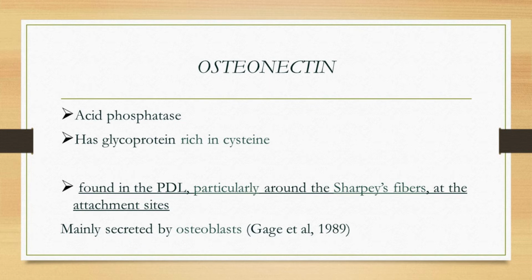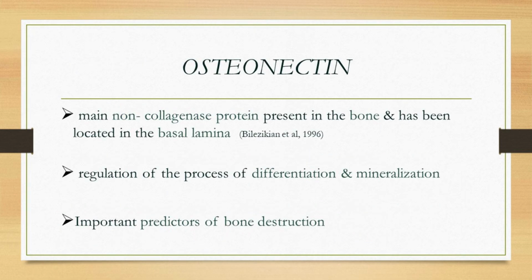The next non-collagenous protein in the cementum is osteonectin, which is an acidic glycoprotein rich in cysteine. This osteonectin is found in the PDL, particularly in the Sharpey's fibers at the attachment site. These are secreted by osteoblasts. It is mostly present in the bone and located mainly in the basal lamina. Involved in the regulation of differentiation and mineralization processes, it is a predictor of bone destruction. If you see osteonectin, then it would be an important predictor of bone destruction.